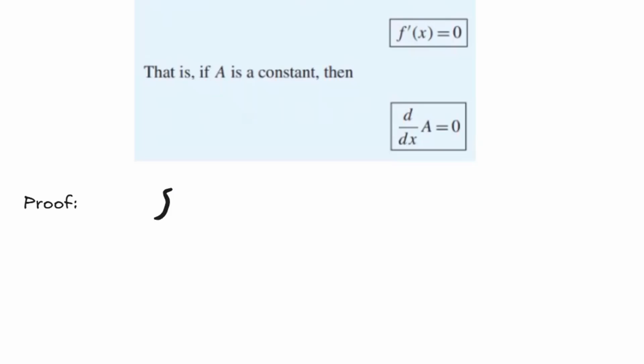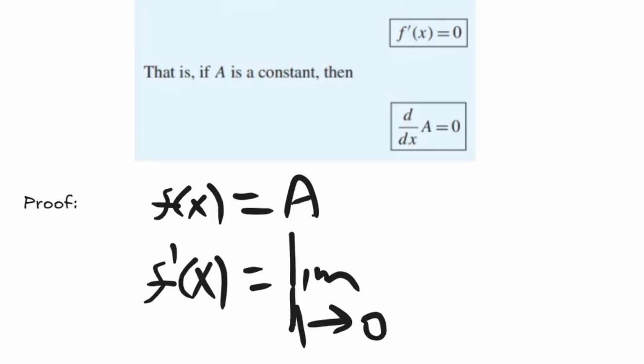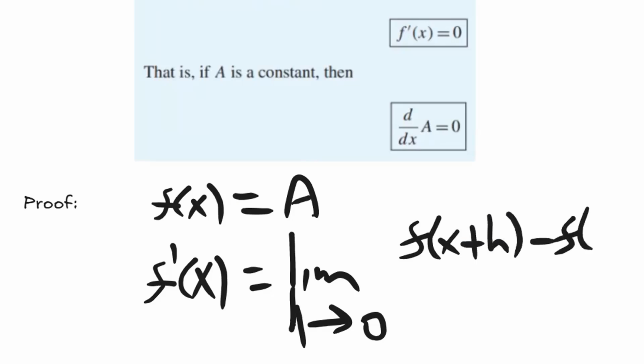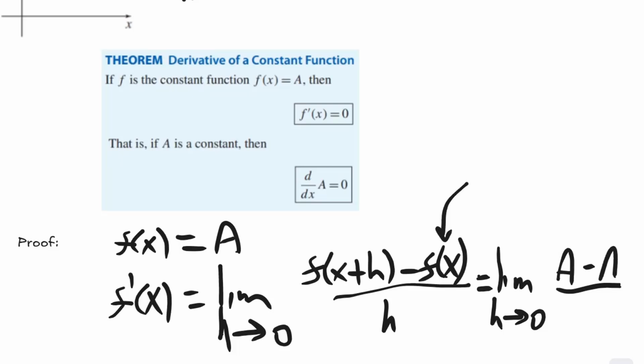If you have f of x equals a, where a is any real number, so it's a constant function, then the derivative is equal to the limit as h approaches 0 of f of x plus h minus f of x, all over h. And then we have, so f of x plus h, no matter what you plug in for x or even x plus h, the constant always has the same value. It's just equal to a. And then minus the f of x is always a.